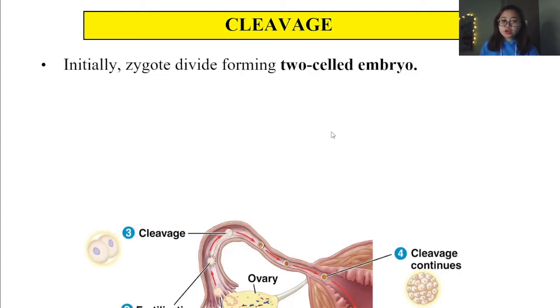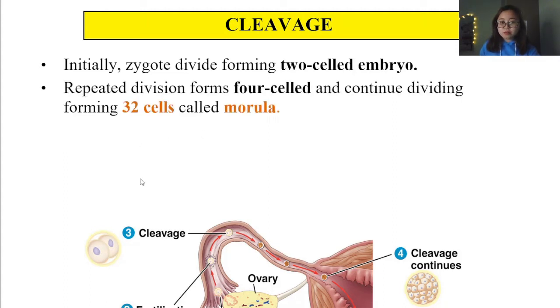Initially, the zygote will divide, forming a two-celled embryo. So they're starting a two-celled embryo. And then repeated division forms four cells and then continue dividing, forming 32 cells. So bila dia dua sel, dia masih digelar embryo, empat sel punya embryo, enam belas sel punya embryo.